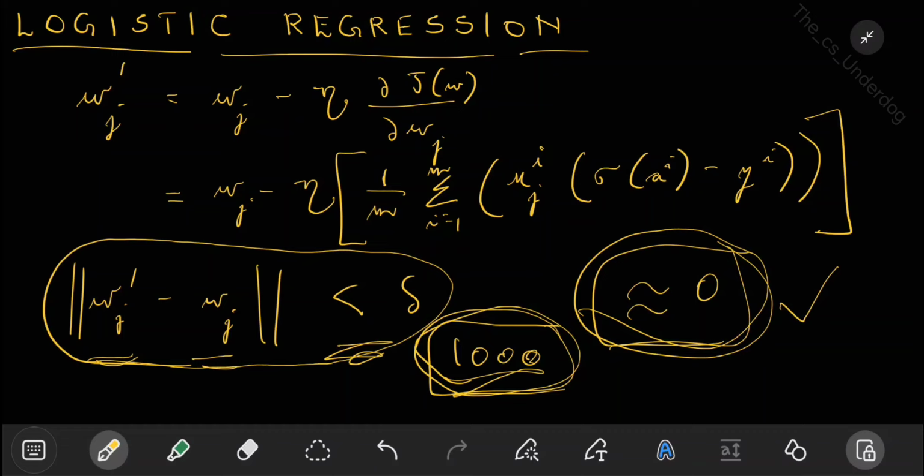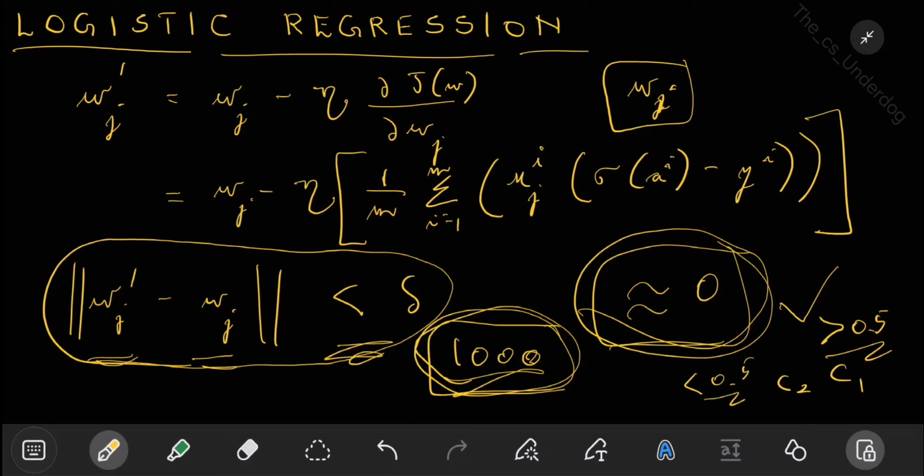Whenever it converges, at this point, you know the value of all the wj's. When you know the value of wj, using this, you can find the value of the logistic function. And if that value is larger than 0.5, you can say it is class 1. If it is less than 0.5, you can say it is class 2. This is how logistic regression works.